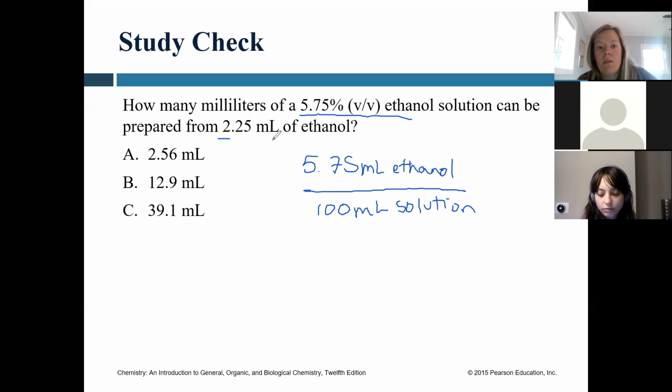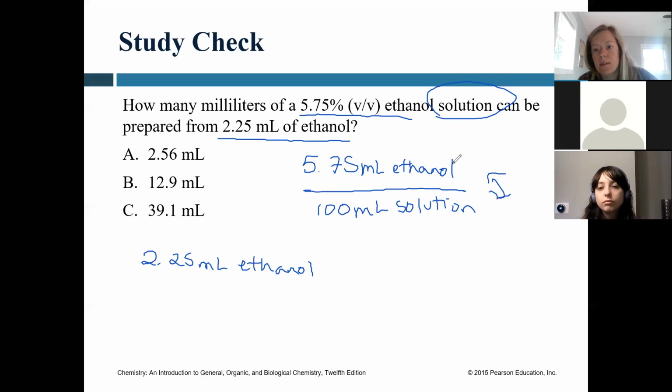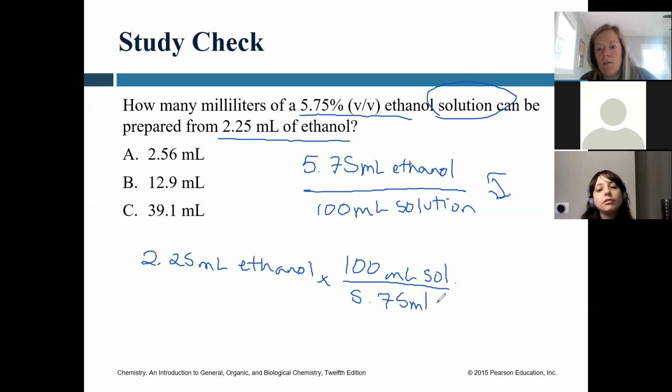We have an amount of ethanol. We want to figure out the solution. So I've got 2.25 milliliters of ethanol. That means I need to flip-flop this, right? I want to calculate solution. So 100 milliliters of solution for every 5.75 milliliters of ethanol. The ethanol will fall away and we'll be able to just keep our milliliters of solution.